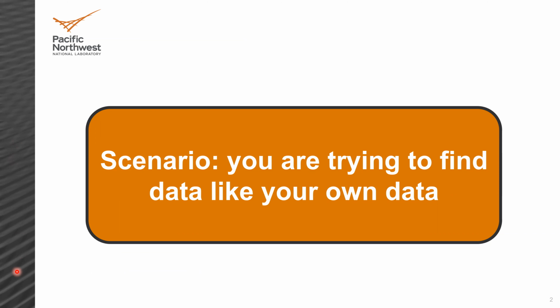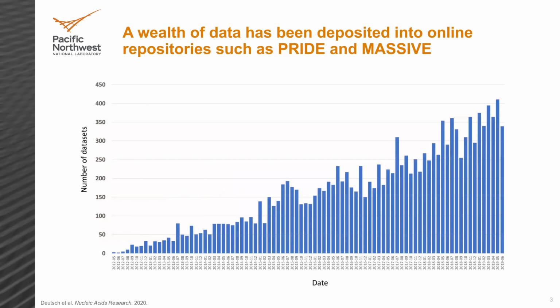So now the question becomes, where do you find this additional data? And the easy answer is going to online mass spectrometry repositories, such as PRIDE and MassIVE. These repositories have a wealth of data, and what you see here is a plot of the number of data sets that are deposited into PRIDE each month over a period from 2012 to 2019. As you can see, there's an increasing amount of data being deposited into these repositories. So the question now becomes, out of this massive amount of data, how do you actually begin to find data sets that are like your own?